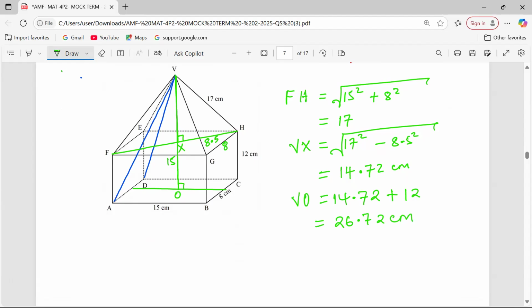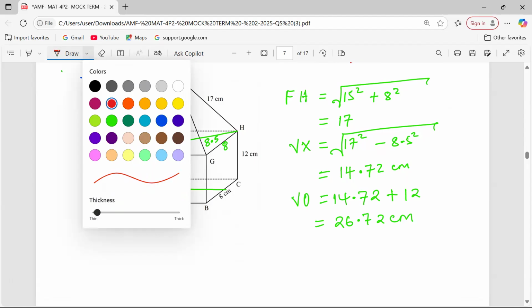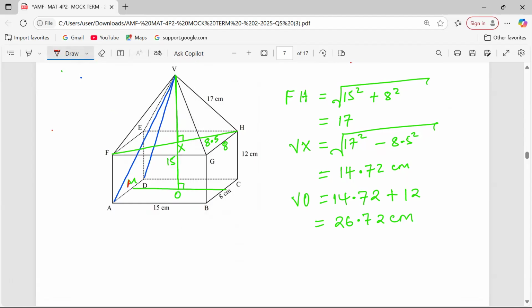centimeters. So with that height, and also from O to M, I'm labeling some parts randomly. This is point M. From O to M, that length is supposed to be, remember from A to B is 15, so it means this is 7.5 from O to M.